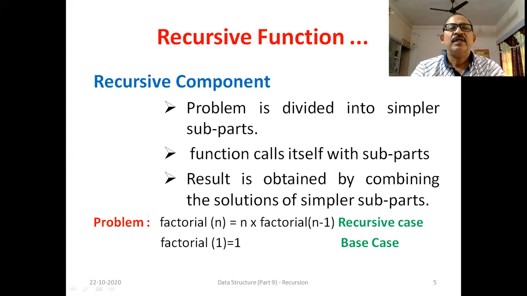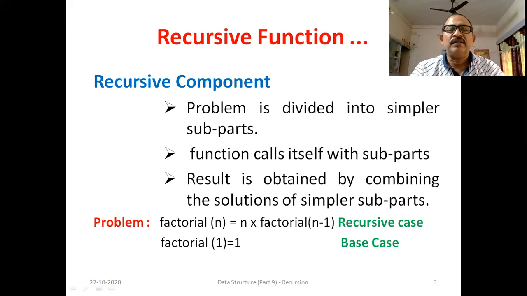Next is a recursive component. Here we write three main steps. In first step, a given problem is divided into simpler sub-problems. In step 2, function calls itself with sub-problems. In step 3, result is obtained by combining the solutions of simpler sub-problems.